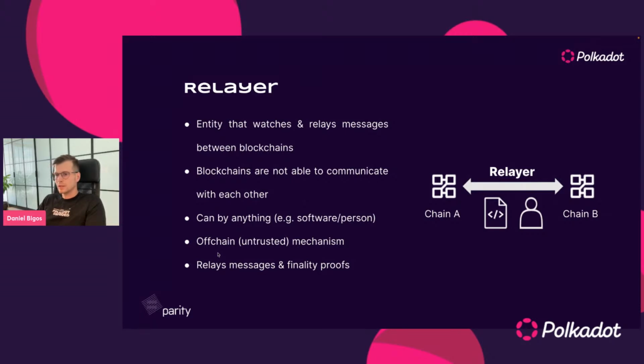Having said that, we can say that a relayer is an off-chain mechanism that is untrusted, but we don't need to care about it because the whole security is provided by the on-chain verification that I mentioned previously. And in the case of the Kusama to Polkadot bridge, besides relaying messages, the relayer also sends finality proofs, but about finality, we will talk later during the presentation.